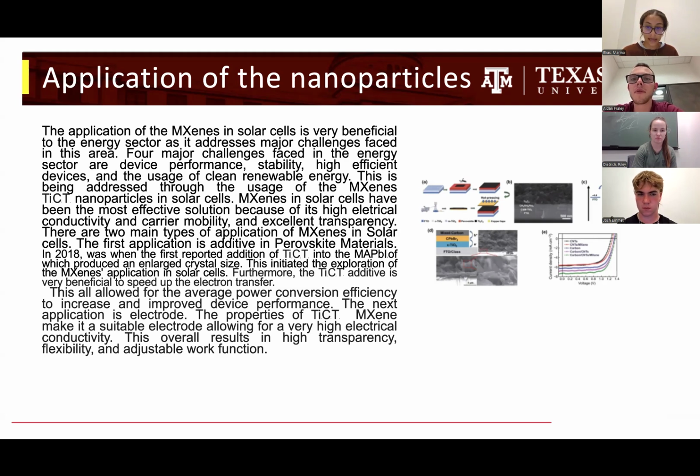This initiated the exploration of the MXene application in solar cells. Furthermore, the Ti3C2Tx additive is very beneficial to speed up the electron transfer. This all allowed for the average power conversion efficiency to increase and improve device performance. The next application is electrode. The properties of Ti3C2Tx MXene make it a suitable electrode, allowing for very high electrical conductivity. This overall results in high transparency, flexibility, and adjustable work function.